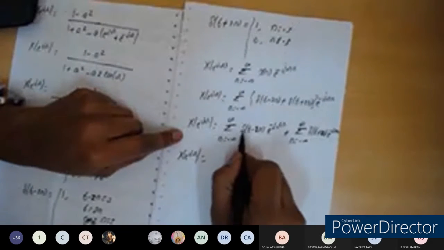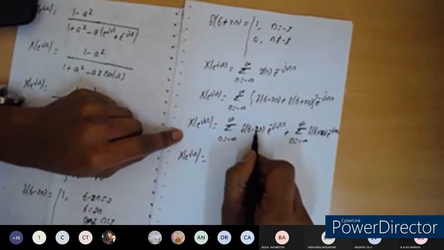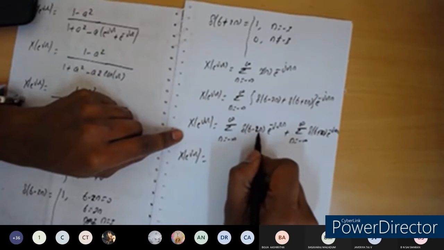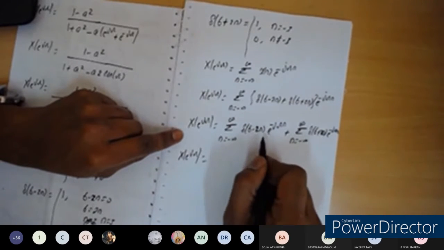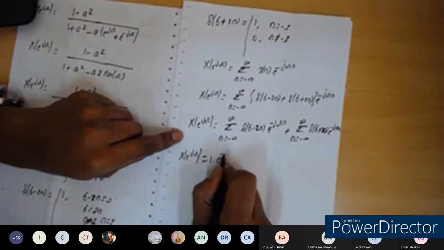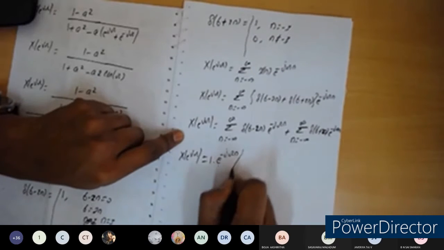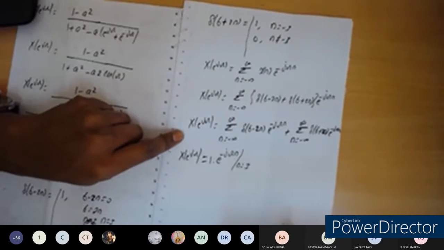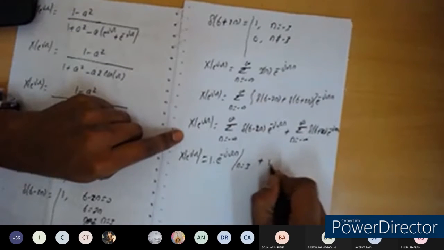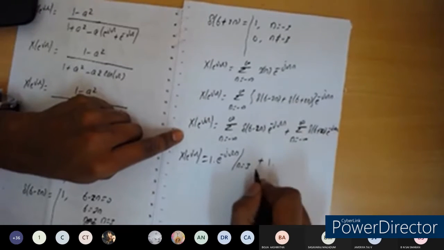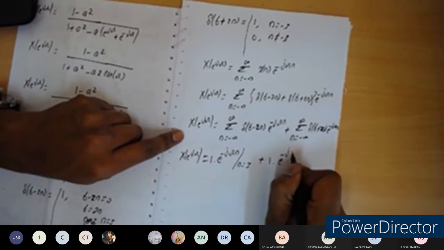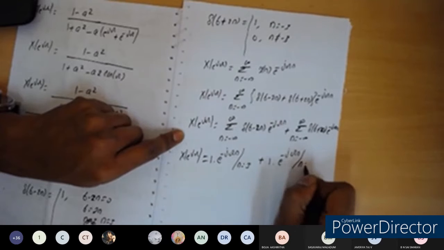Now we know that delta of 6 minus 2n is equal to 1 when n is equal to 3. So we can substitute n equal to 3, and this value becomes 1. Elsewhere it will be equal to 0. So I can write 1 into e to the power of minus j omega n for n equal to 3. Similarly for the next one, this summation is equal to 1 only at n equal to minus 3, that is e to the power of minus j omega n for n equal to minus 3.